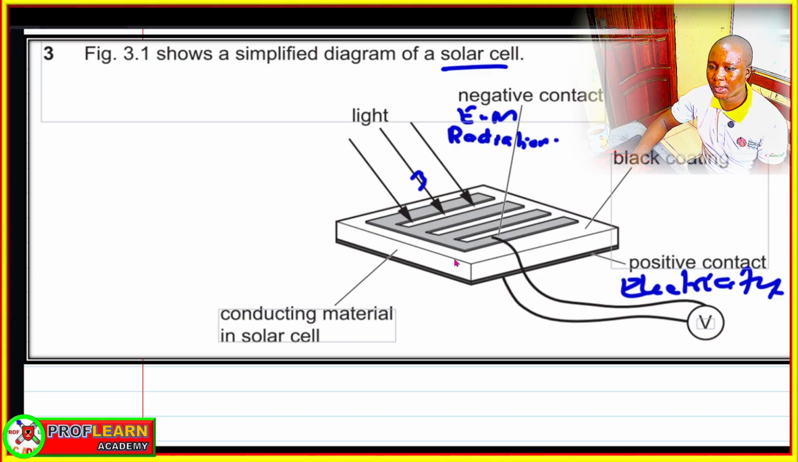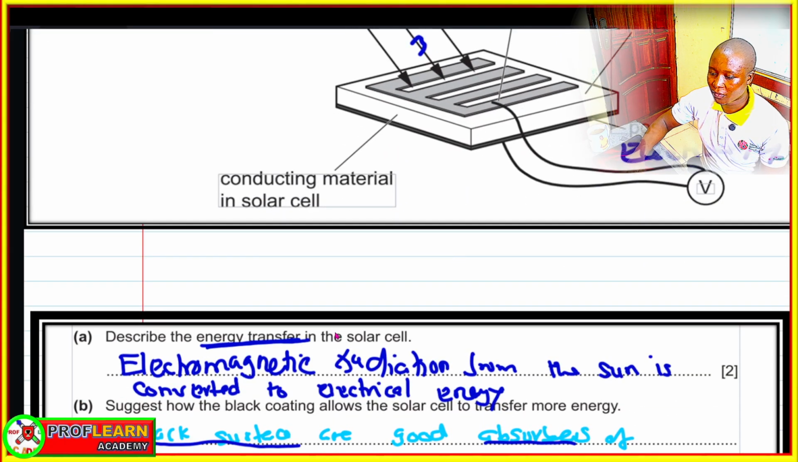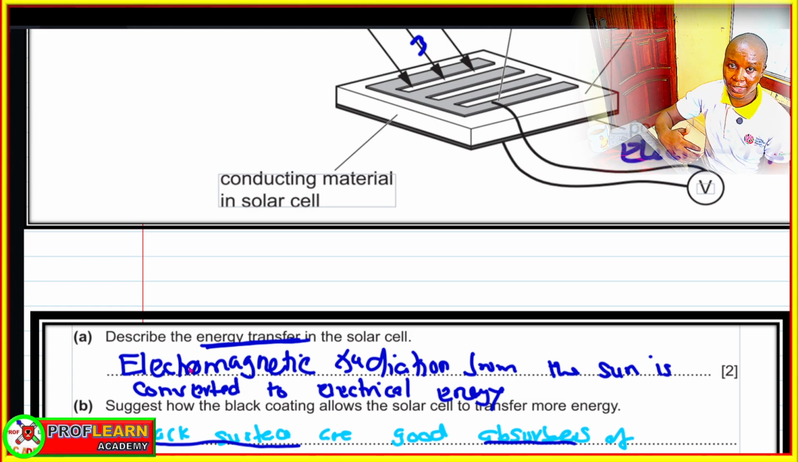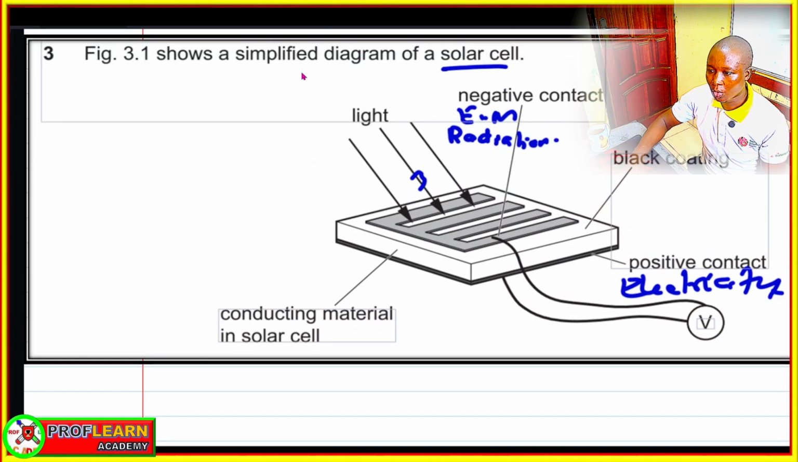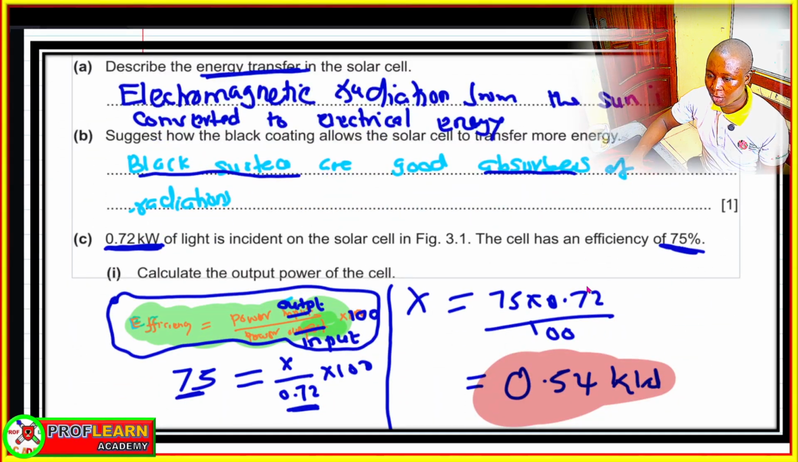The next question that was tested is about thermal energy transfers. Describe the energy transfer that acts on the solar cell. These are the electromagnetic radiations from the sun, which are converted to electrical energy by the solar cells. So electromagnetic radiation, visible light, is converted to electrical energy as shown there.